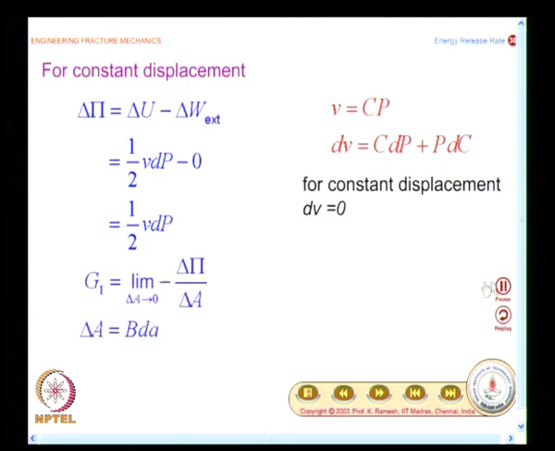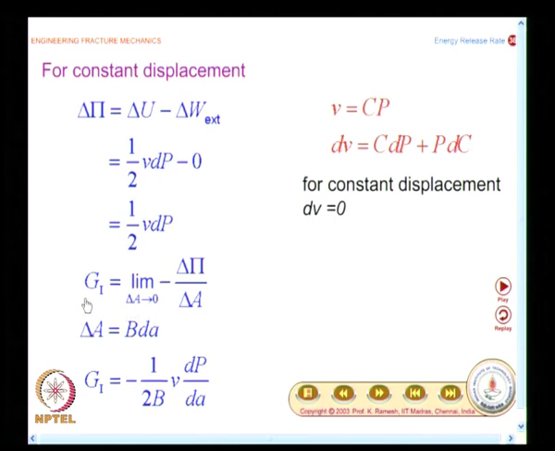You have to recognize for constant displacement dV equal to 0. In the earlier case, when we looked at constant load, this term was going to 0. So, we simply wrote what is dV. Now, dV is 0. So, you will get an interrelationship between the two. Only that I will have to substitute it here.